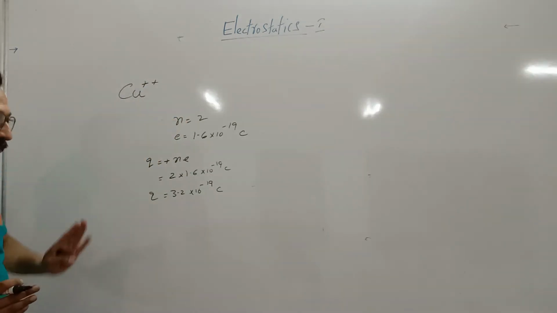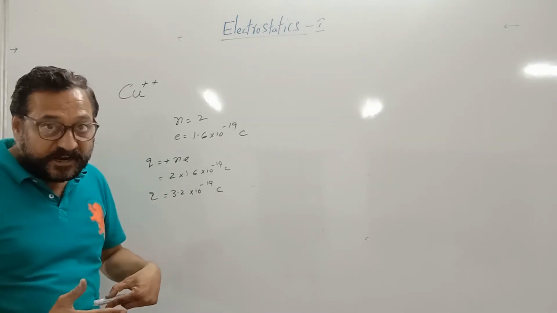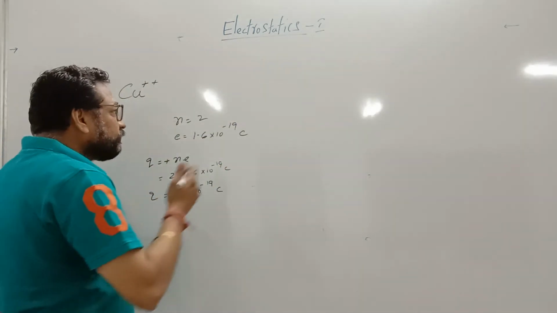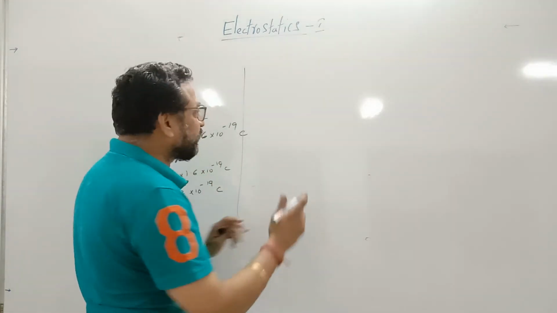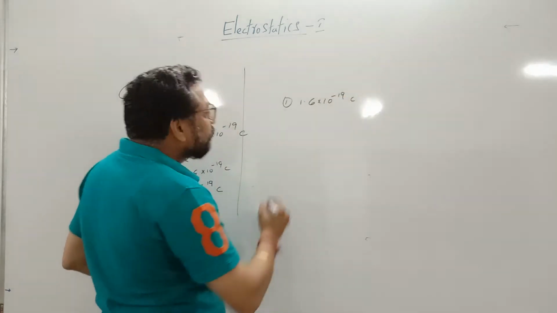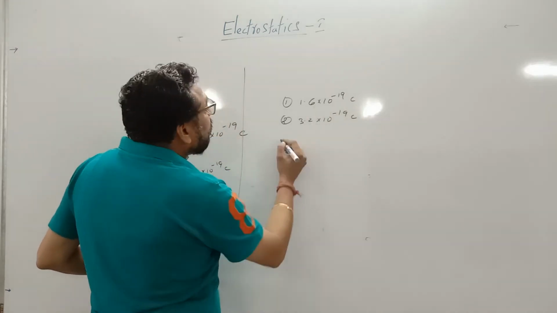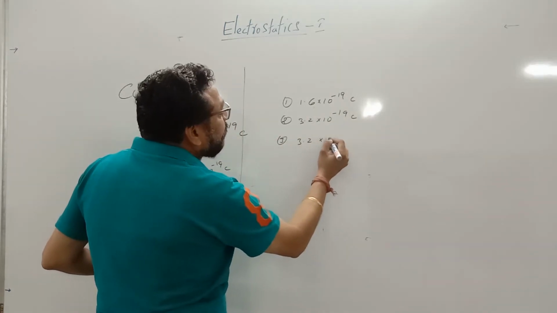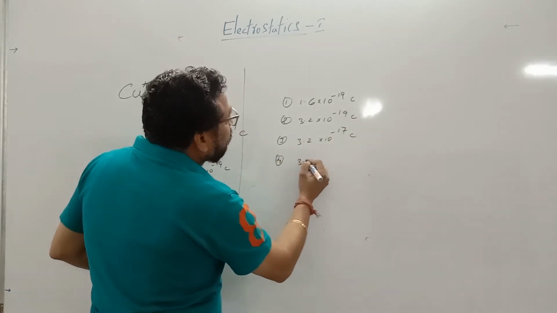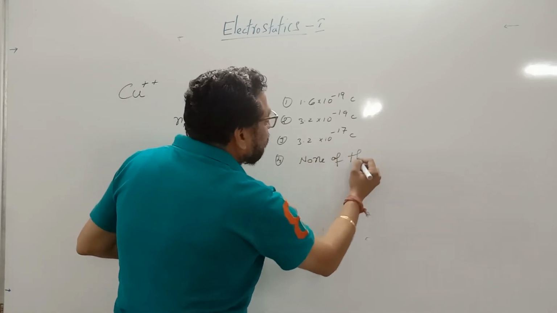Another very important question: which amount of charge is not possible on an object? Suppose 4 alternatives are given. First, 1.6 × 10^-19 coulomb. Second alternative is 3.2 × 10^-19 coulomb. Third alternative is 3.2 × 10^-17 coulomb. And the fourth one is none of these.